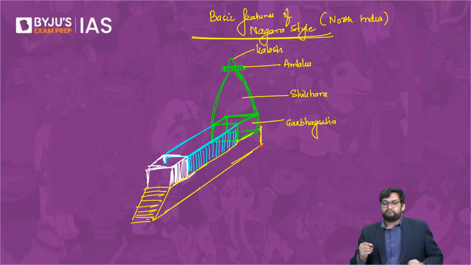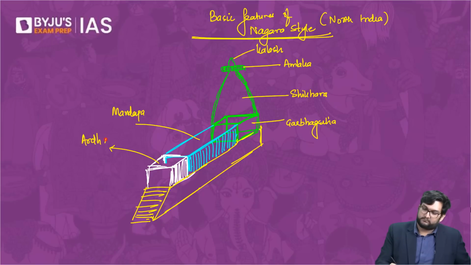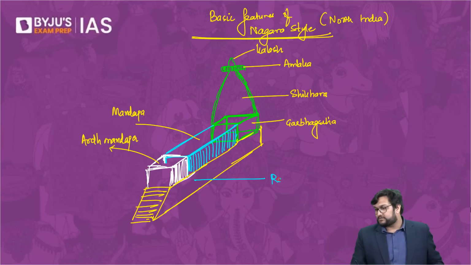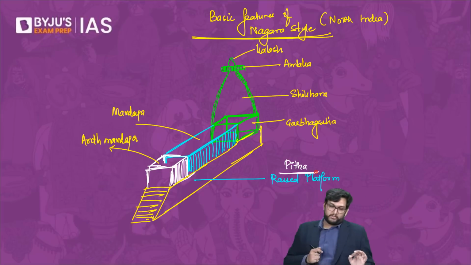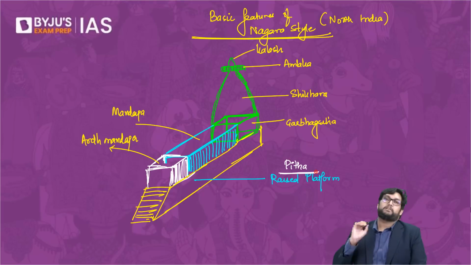Now, see, this doesn't change. This doesn't change. But one thing now has a term for it. We call this the raised platform. The exact term for it is pitha. When we go into the concept of Nagara, now you have a word for the raised platform. Previously, we did not have a word for it.